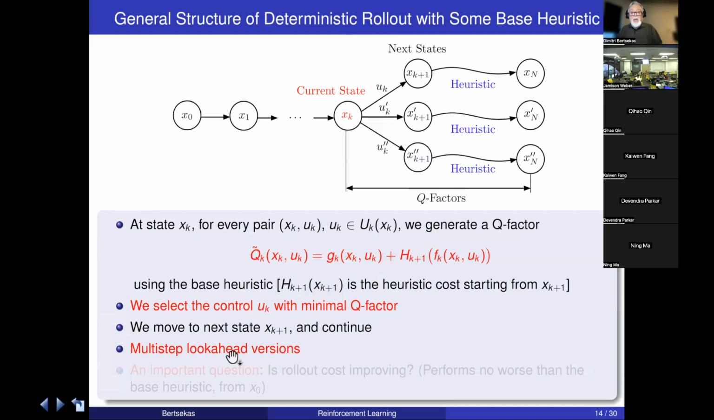There are also multi-step look-ahead versions where we look multiple steps ahead and then apply the heuristic from the leaves of the multi-step look-ahead tree that we have constructed.